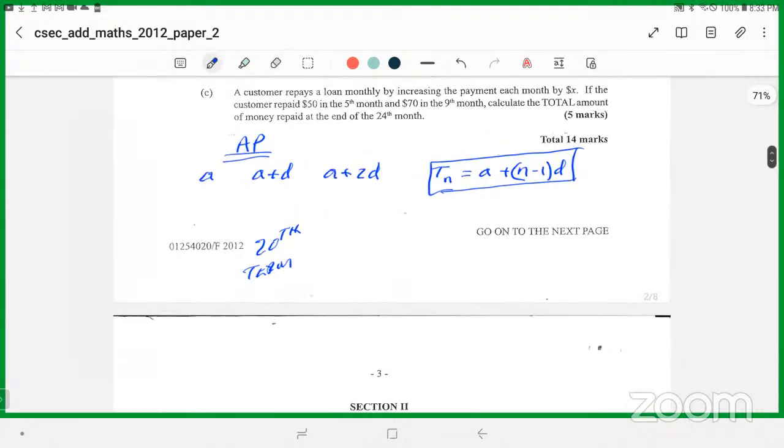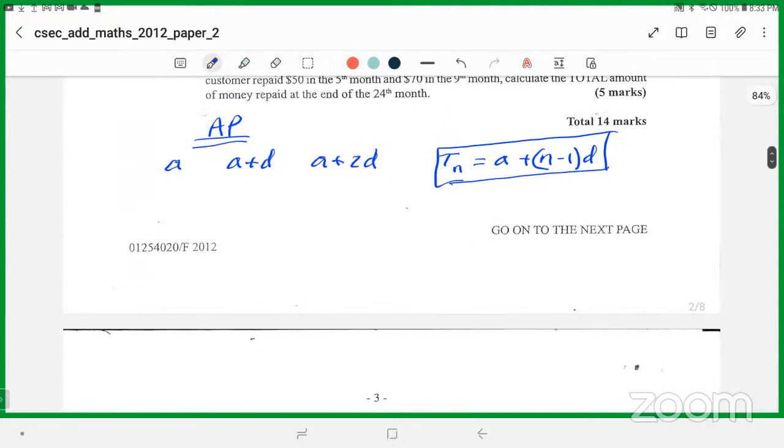The other thing to remember is that d is equal to a term minus a preceding term, right? Other things to remember about AP/GP is how you get the sum to any number of terms, and that also is on a formula sheet. The sum to any number of terms is n over 2 into 2a plus n minus 1 times d. This also is on the formula sheet.